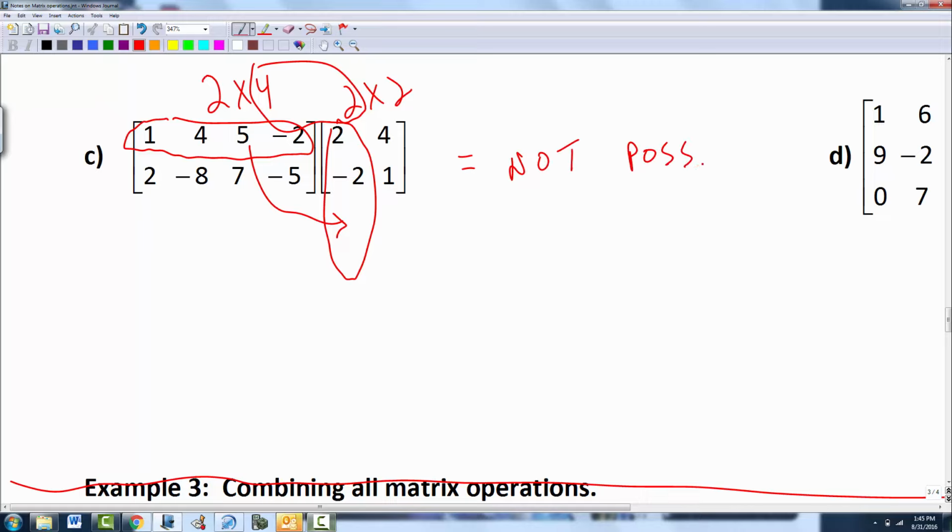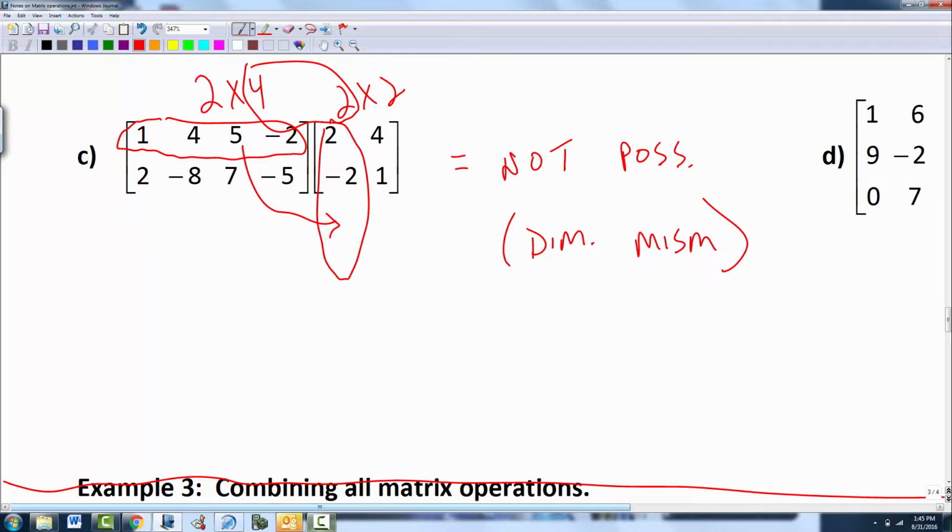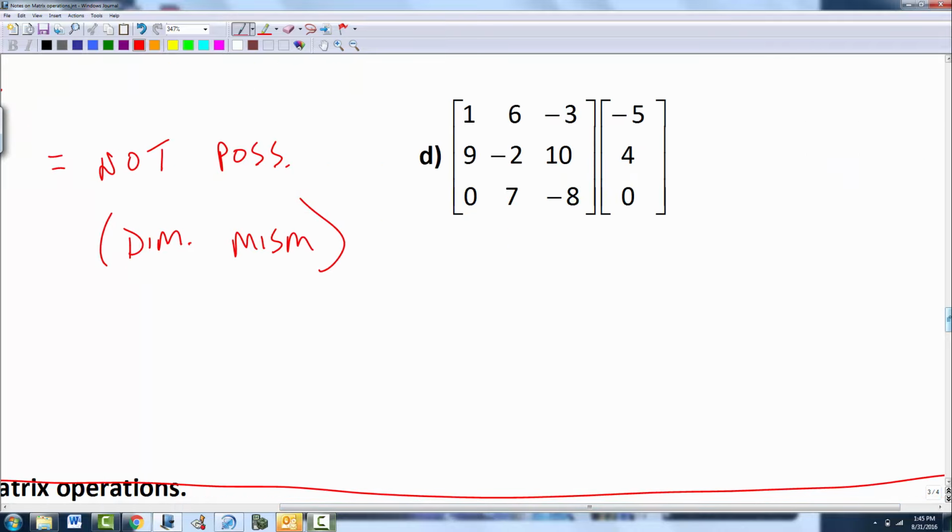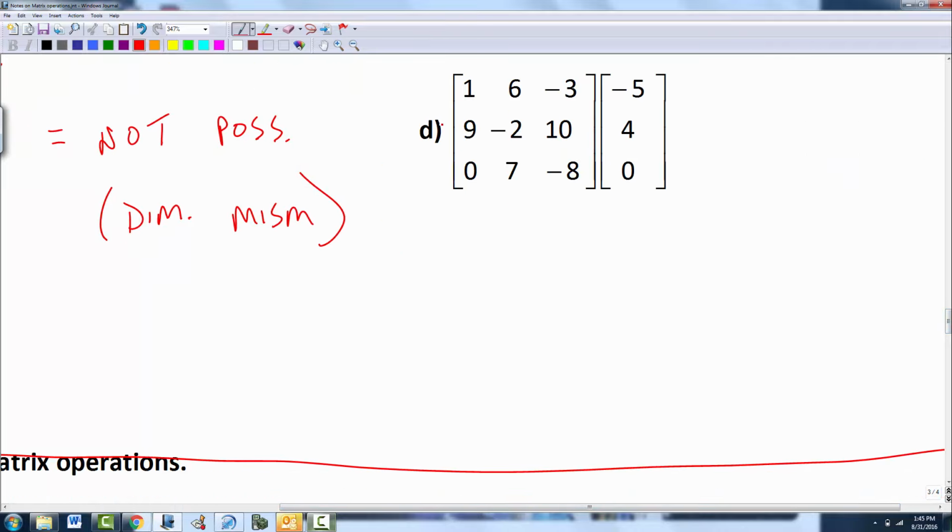Same error would be told on your calculator. It's because it's a dimension mismatch for matrix multiplication. So there's different things that happen. All right, and then the last one you can do on your own, and then I'll just share the answer.